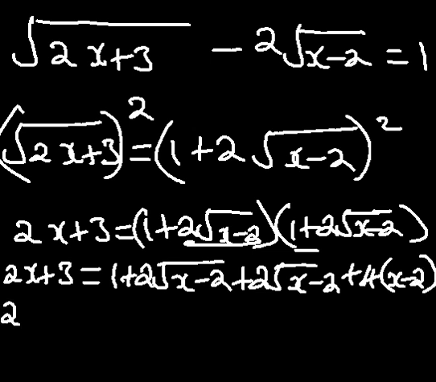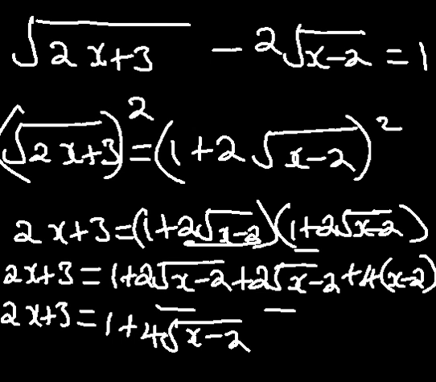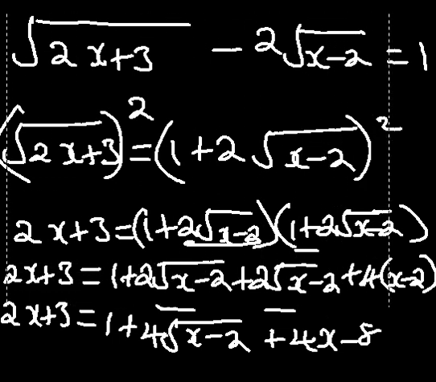Then now we have 2x plus 3, that is equal to, these are the like terms, 1 plus 4 times the square root of x minus 2, plus 4x and minus 8. We'll be able to expand that one. Then what goes next?